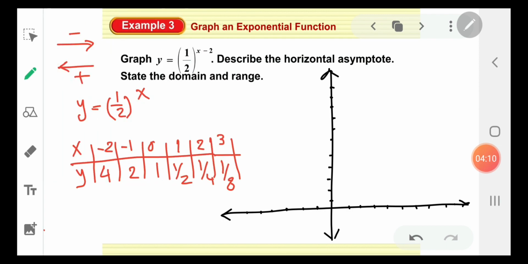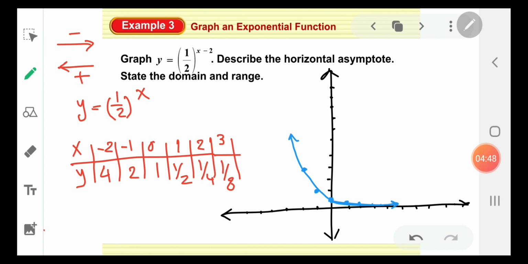I'm using the blue for the original one. -2 corresponds with 4. 1, 2, 3, 4. -1 corresponds with 2, sorry. -1 with 2 here. The y-intercept 0 and 1. 1 and half. Then 2 with quarter. 3 with 1/8, very, very small. The values are getting very small and very close to the x-axis. My graph is going to go along the x-axis. I'm joining them with a smooth curve like this.